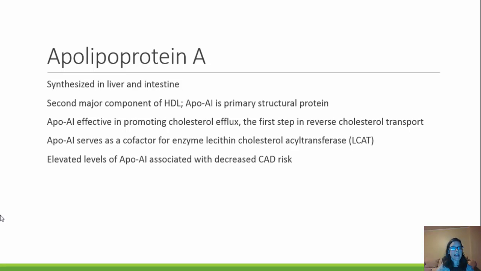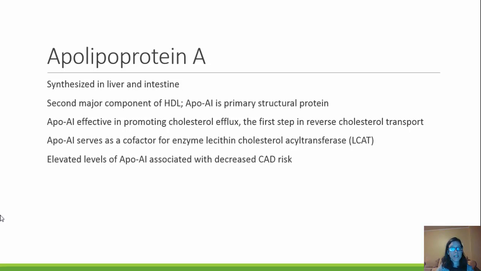Apolipoprotein A is synthesized in the liver and intestine and is a major component of HDL. Specifically, apolipoprotein A1 is a primary structural protein for HDL. And this type of ApoA is also effective at promoting the efflux of cholesterol from peripheral tissues, which is the first step in reverse cholesterol transport. And it serves as an enzyme for lecithin cholesterol acyltransferase. Again, we'll see that when we talk about reverse cholesterol transport.